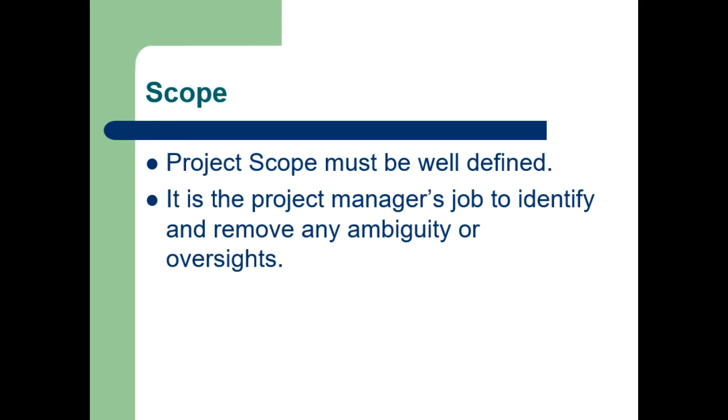We need to define the scope for the project very well, very clearly. And that means write it down. No sort of kind of maybes. We have to spell out what needs to be done. And it's the project manager's job to identify any ambiguity, or anything we forgot to do. That's why we write things down. So the project sponsors, the people paying for the project, not the people on the project, not the people running the project, but the people who authorize the project, they need to know what the project is supposed to do.